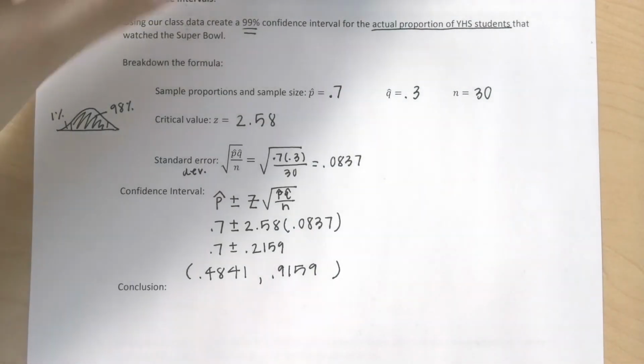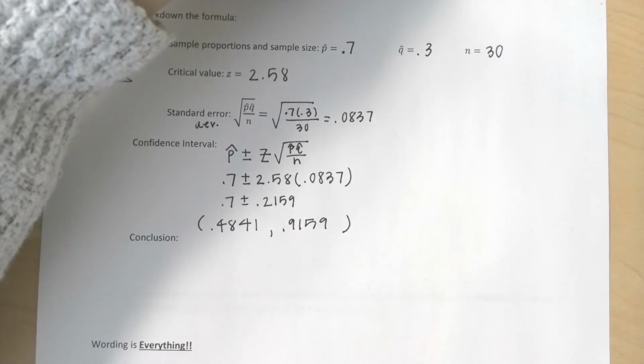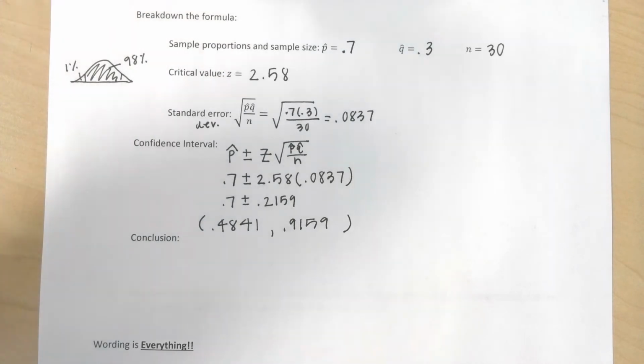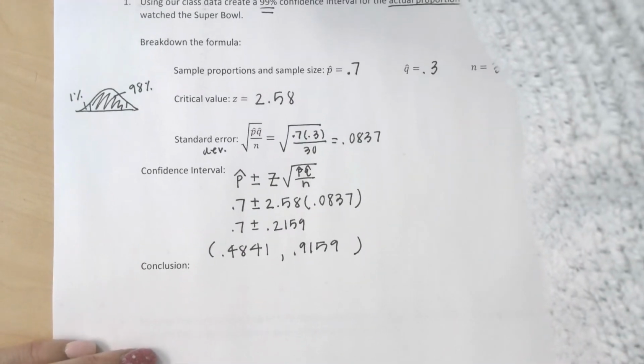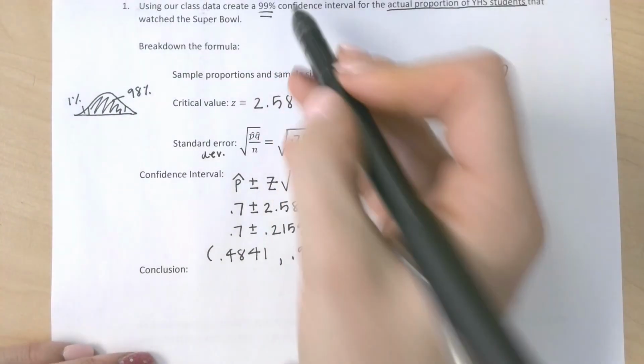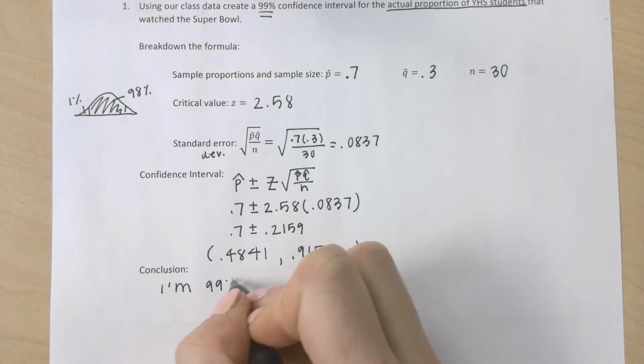Okay, so our conclusion here, we're going to talk about how to write this conclusion. It's very, very specific on the wording. But the first thing that we want to start with is talking about that confidence level. Now, we were using a 99% confidence interval, right? That 99% confidence. So we're going to start with saying, I'm 99% confident.